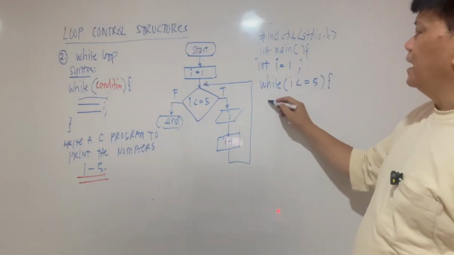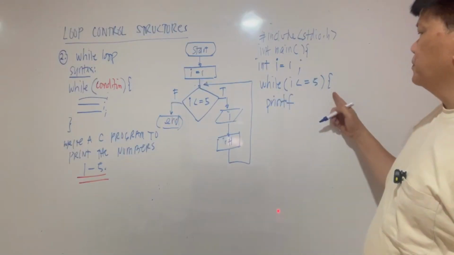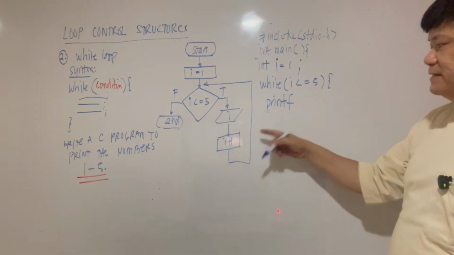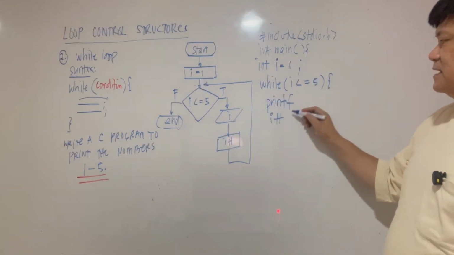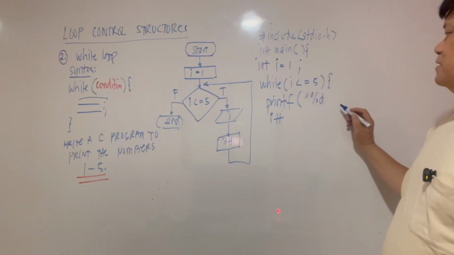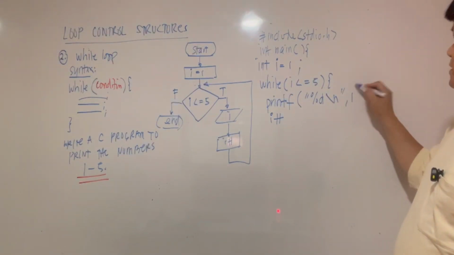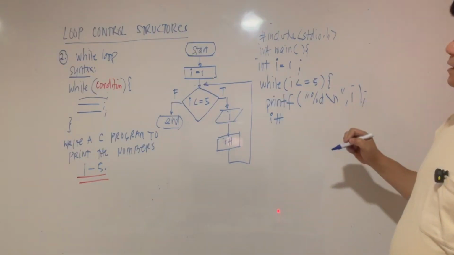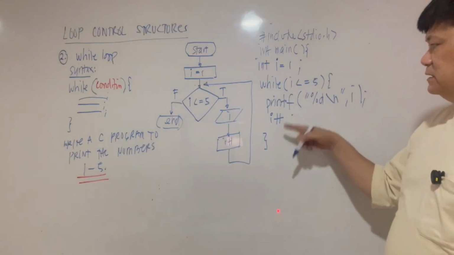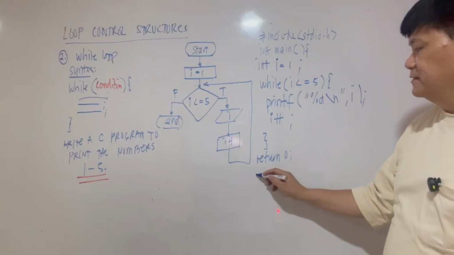So output I, you can just simply say here, printf. We enclose that with the begin and end because I have two statements, printf and then the I plus plus. Let's finish this. So %d for the format specifier of integer, and then \n, and then I have here I. Semicolon. Semicolon, and then that's the end of the while loop. Return 0, and then that's the end.